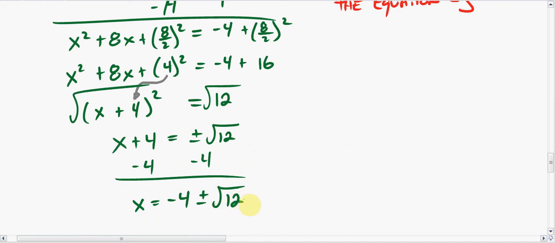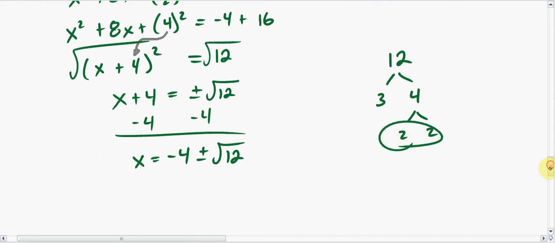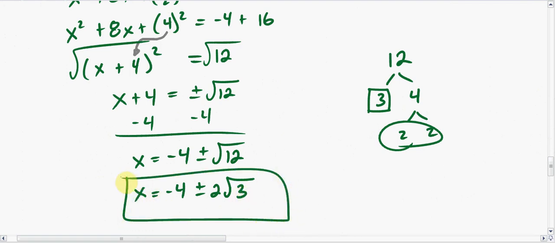And then you want to ask yourself, all right, can 12 be simplified? So we're going to go ahead and make our factor tree. Say 1 and 12, well, that won't help us. 2 and 6 could, but I'm going to go with 3 and 4. 4 gets broken down into two sets of 2. Whatever pair we have gets written once. And then our lonely guy is still underneath the square root, the radical. And there's your answer. X equals negative 4 plus or minus 2 root 3.